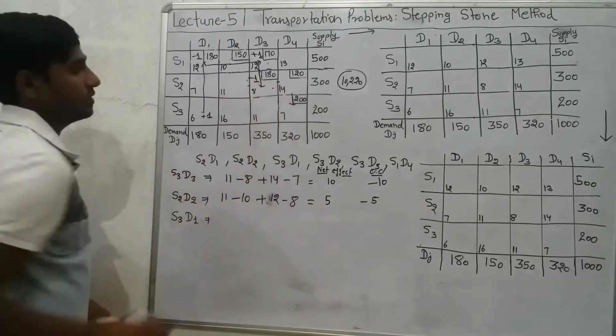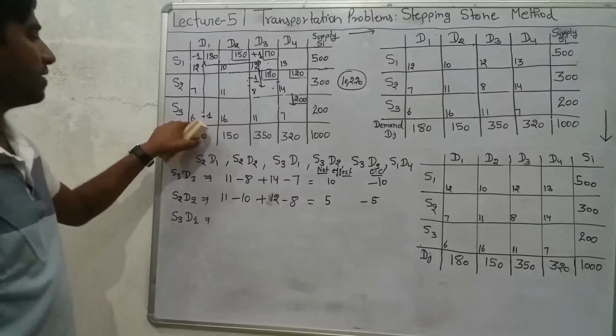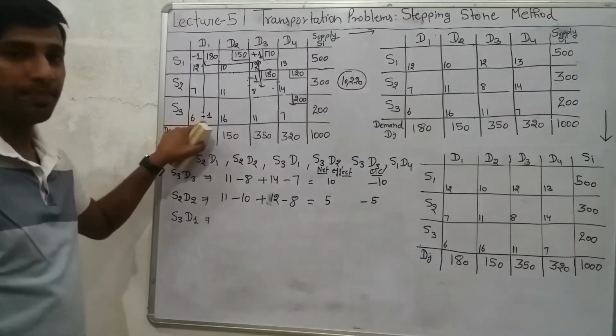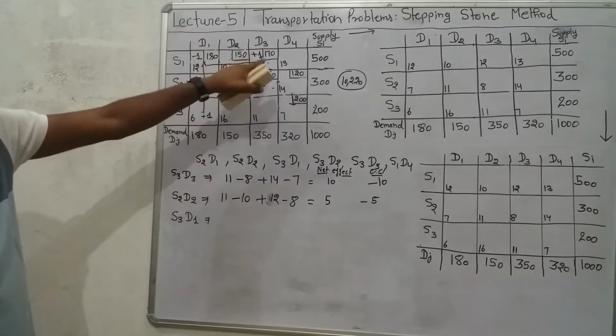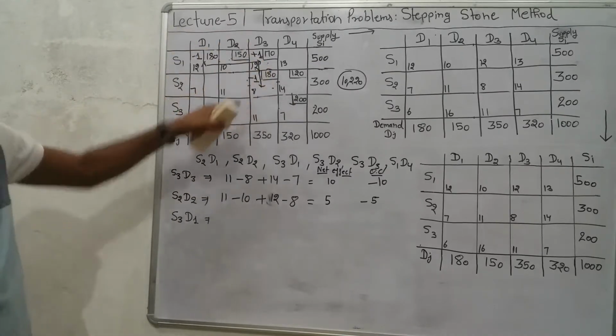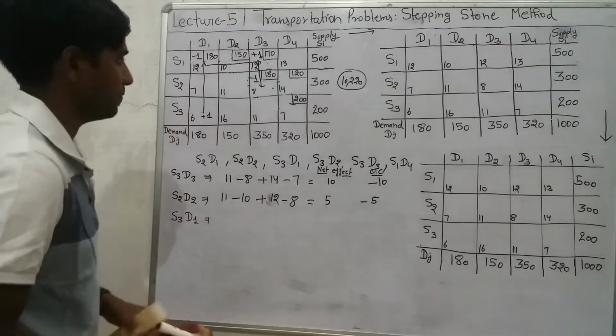-1. Just remember a simple rule. The loop from here you are starting the loop. Put a positive sign in the next cell. Put a negative sign in the next cell. Put positive in the next negative. So alternately we have to put plus, minus, plus, minus, plus, minus, and so on.